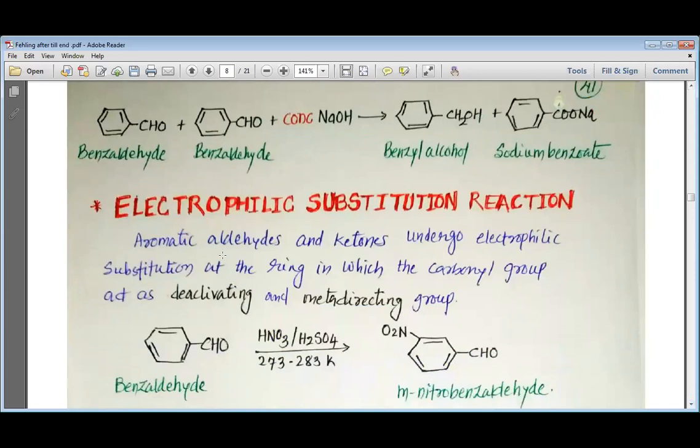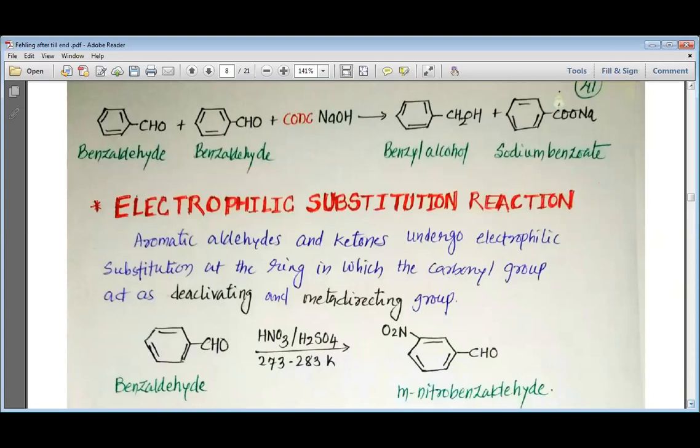In the same way, my dear students, when we have benzaldehyde, two benzaldehyde molecules undergo the reaction in the presence of concentrated alkali, that is concentrated sodium hydroxide, and thus we get benzyl alcohol by the reduction of benzaldehyde, and we get sodium benzoate by the oxidation of benzaldehyde, and this is how the disproportionation reaction takes place. Once one benzaldehyde goes through oxidation, another time benzaldehyde goes through reduction, and this is how, my dear students, we understand the Cannizzaro reaction.